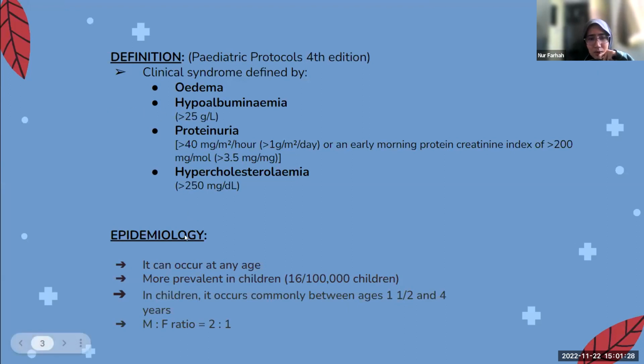Then we go for epidemiology. So nephrotic syndrome can occur at any age, and it is more prevalent in children. So the case can be like 16 cases in 100,000 population of children. So for children, it usually occurs between the age of one and a half years and 4 years of age. And then for male and female, the ratio will be 2:1.